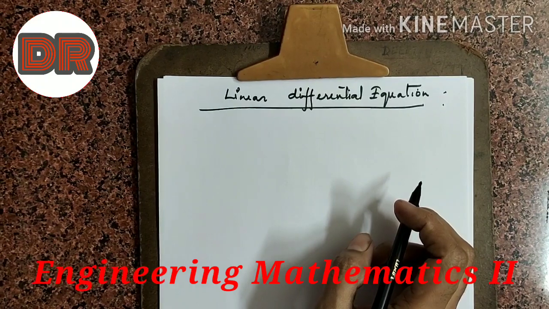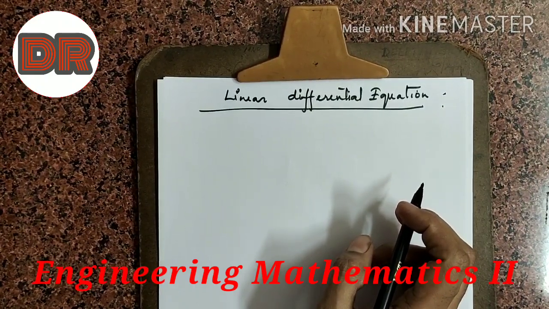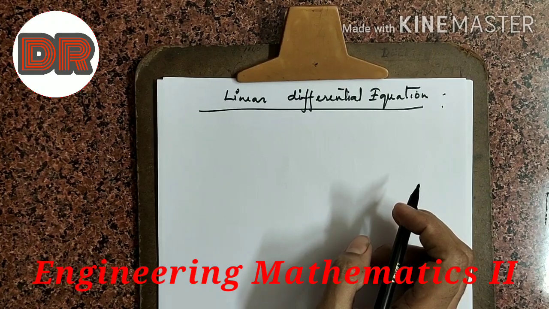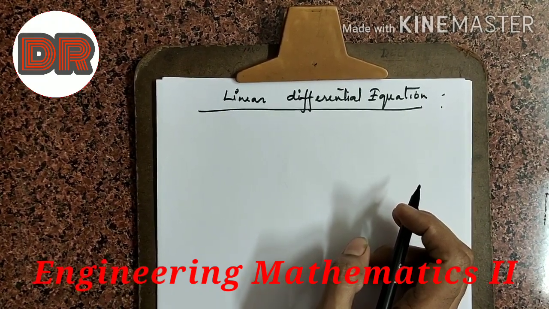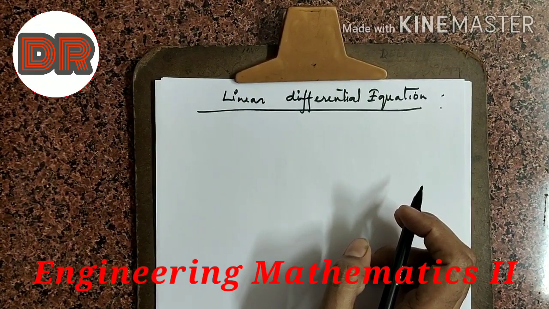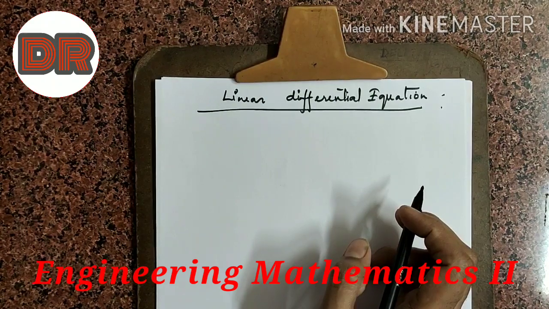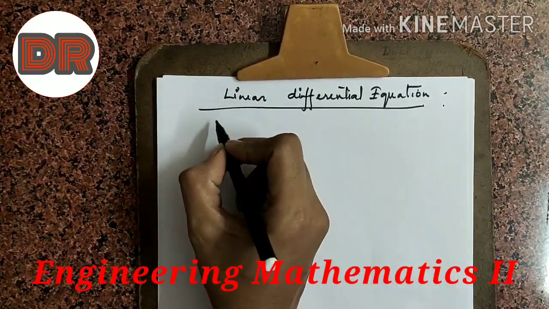Basically, a differential equation is said to be linear if the dependent variable and its derivatives are of first degree. I'll repeat it. A differential equation is said to be linear if the dependent variable and its derivatives are of first degree. So let me take an example.